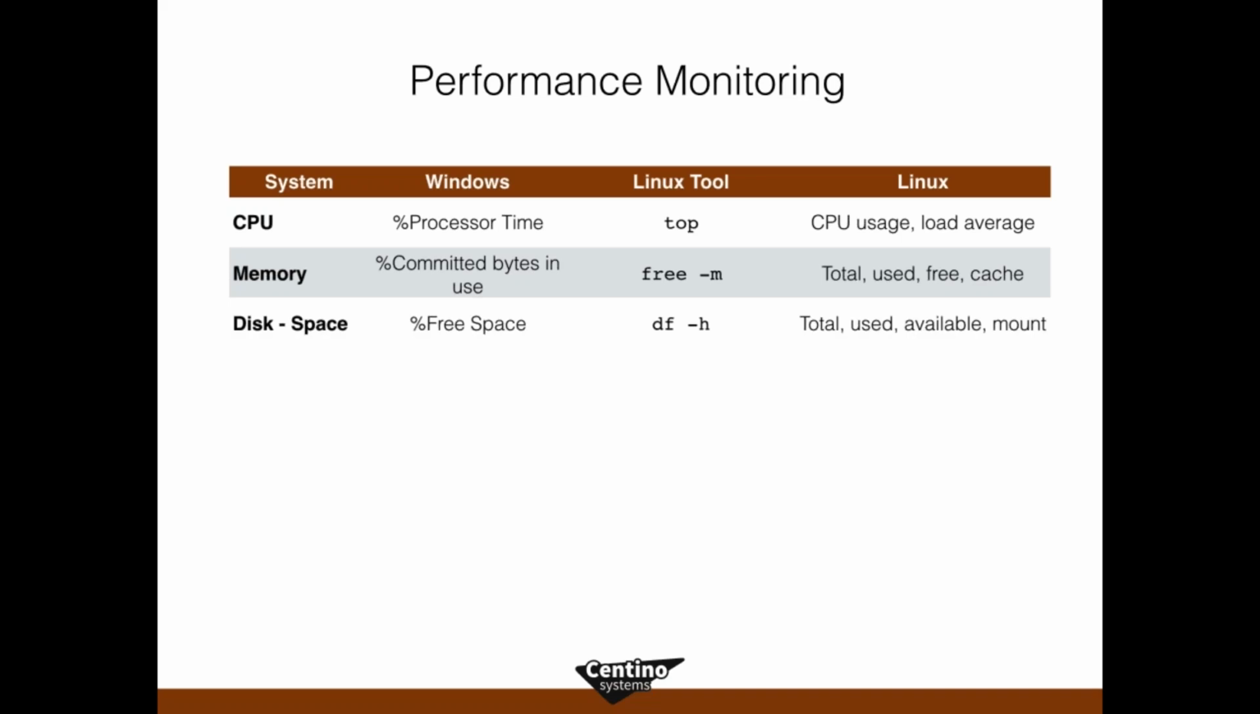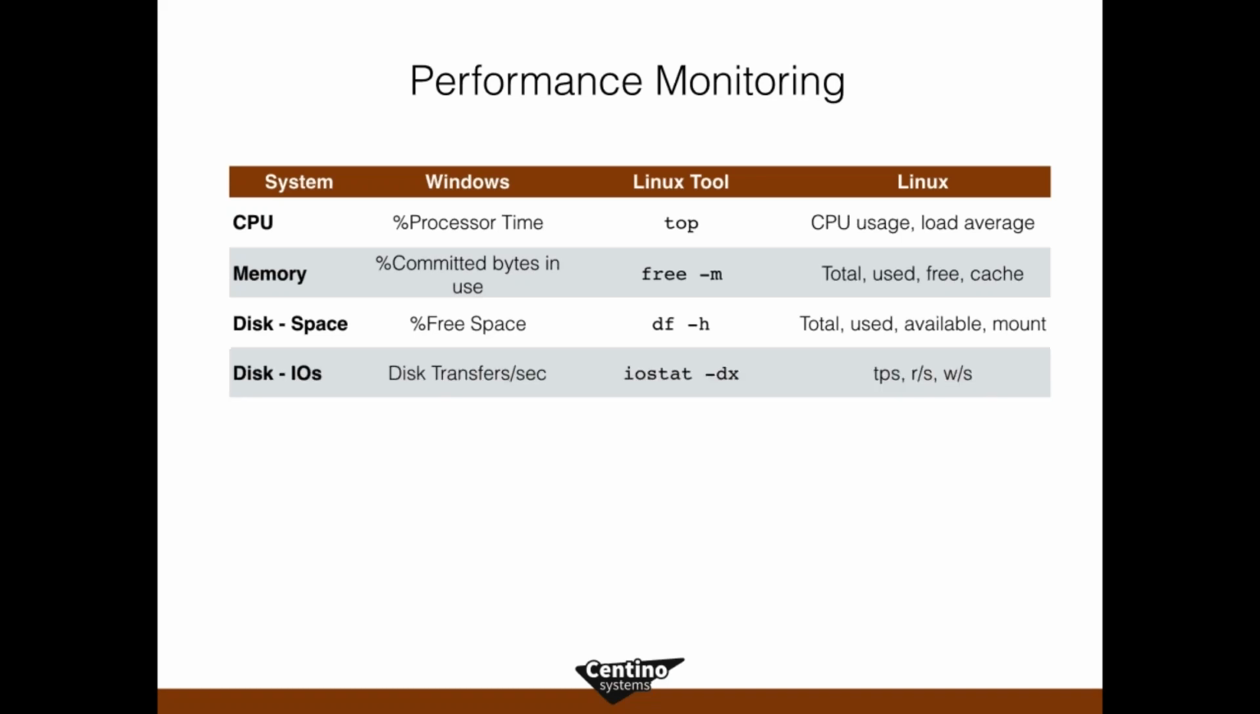Now, if we're looking at disk from a space standpoint, we look at percent free space in Windows. On Linux, we'd use df -h, and we'd get things like total, used, and available for each mount on our system. As DBAs, we care a lot about how fast our disk transactions are occurring, or IOs. So disk transfers per second on Windows maps to iostat -dx. You get a lot of output from iostat -dx. You're going to look at TPS, or transactions per second, reads per second, and writes per second, so you can get a feel for how fast data is flowing in and out of your system and what type, read or write.